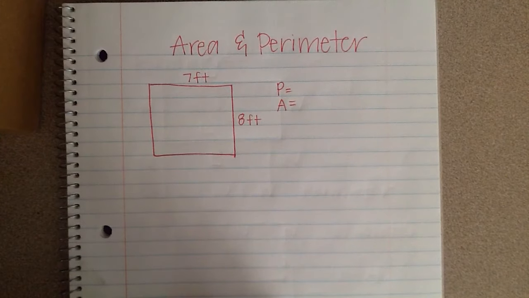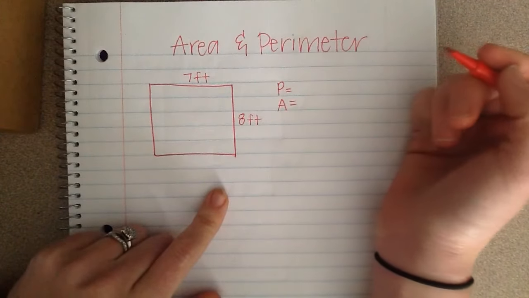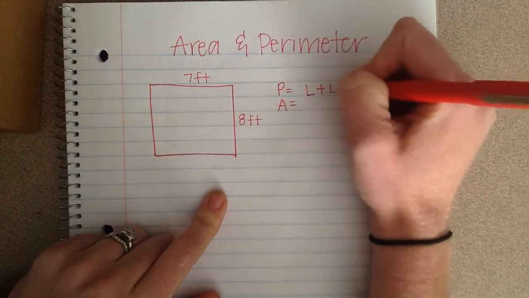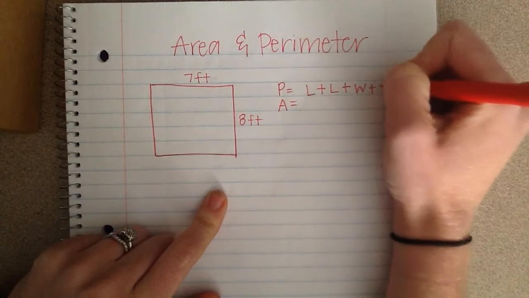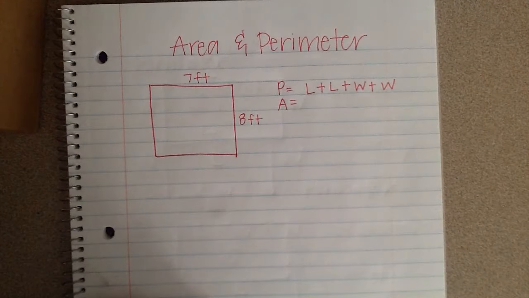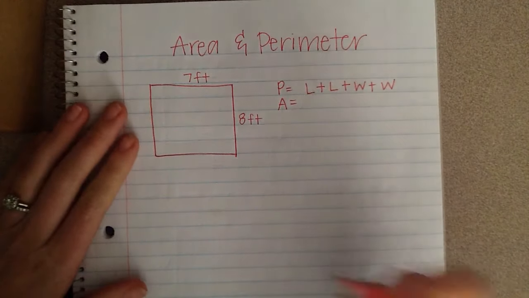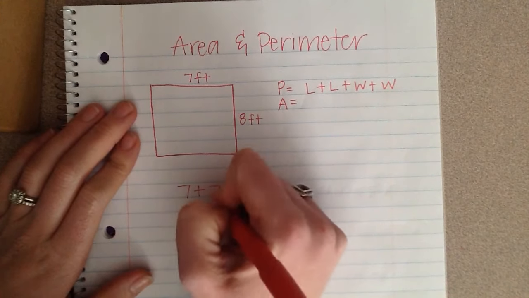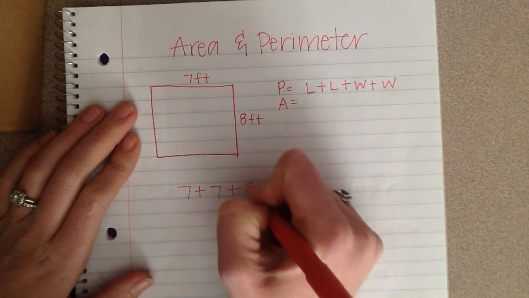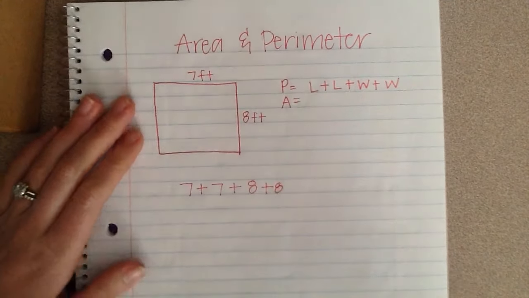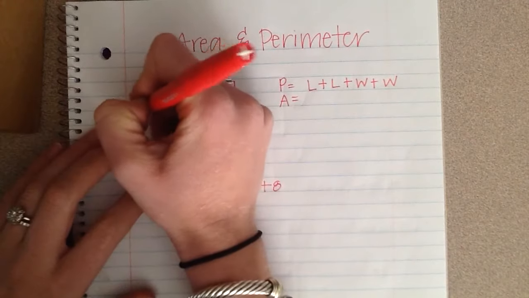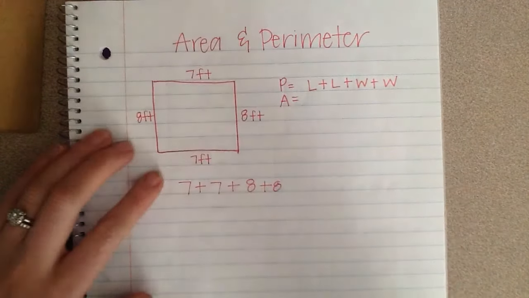So, first of all, if we have perimeter, what's the equation for a perimeter? Length plus length plus width plus width. That's it. So, I'm just going to plug it in. And 7 plus 7 plus 8 plus 8. Okay, so here's 7 feet here, and this is 8 feet here.